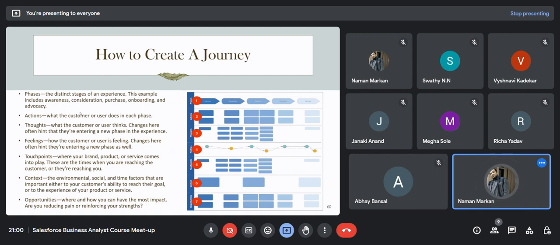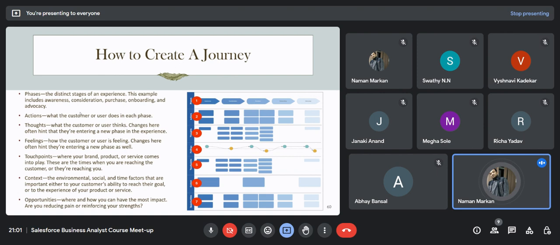Oh, my bad. So in journey mapping, how we can create it, as I told you, the journey is basically built from the starting point to the ending point, and these are the phases of journey mapping. Basically, you can see there are certain phases available. The first one is the phases, which have distinct stages, or you can say steps. So in the phases there are distinct stages involved, might be awareness, consideration, purchase, onboarding, or advocacy.